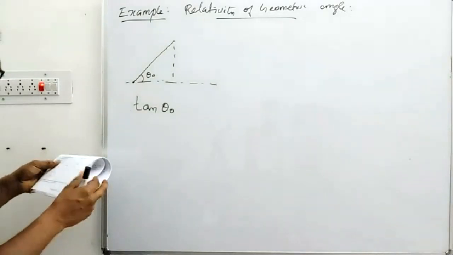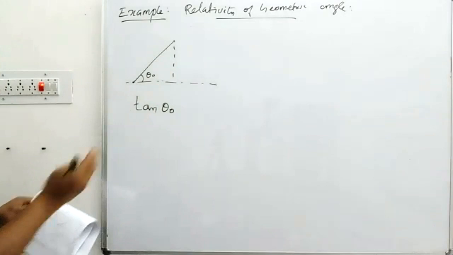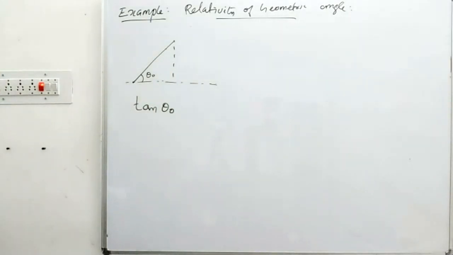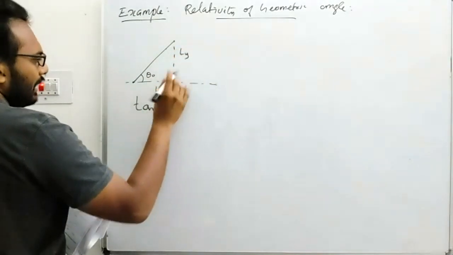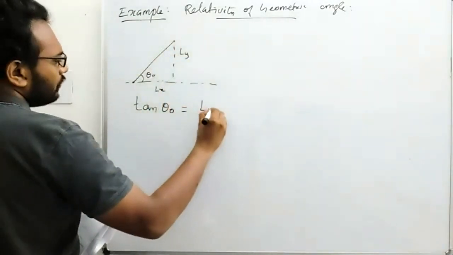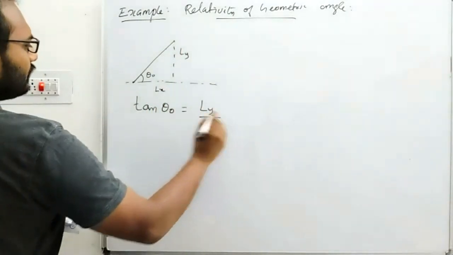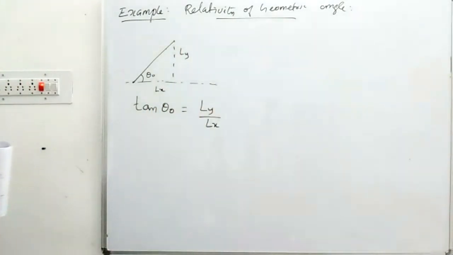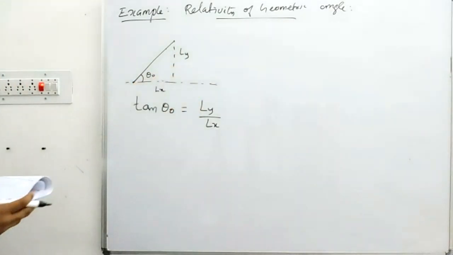Okay, not the whole velocity. Only the component of velocity along the direction of the length. Okay, along the direction in which the rod lies. So tan theta 0 is equal to Ly by Lx, right? Yeah, that's the definition of tan theta. Tan theta is equal to Ly divided by Lx.